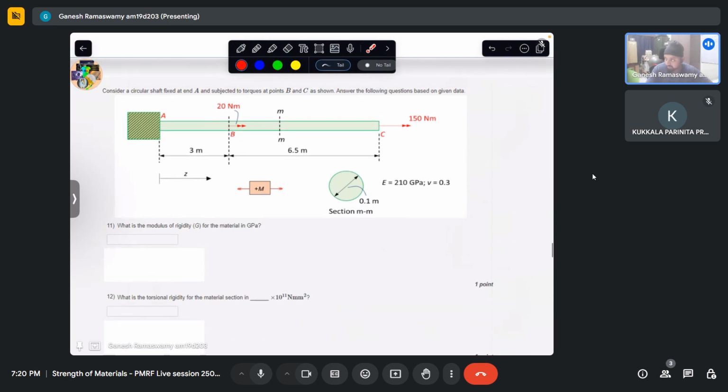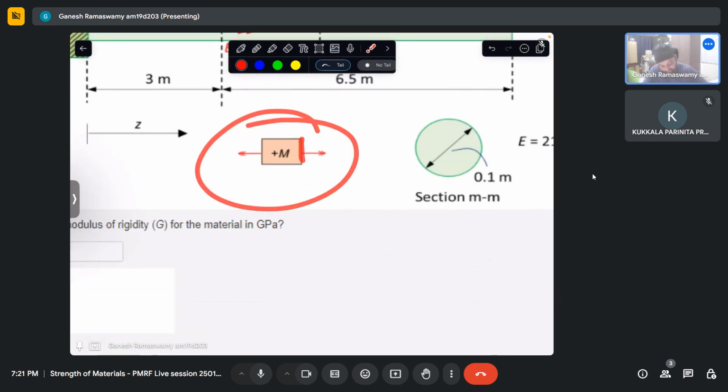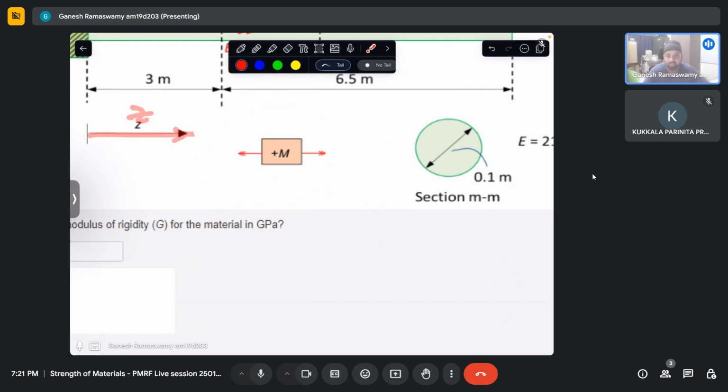Consider a circular shaft fixed at end A and subjected to torques at point B and point C. So at point C, we have a torque like that. At point B, we have a torque like that of 20 Newton meter. And at point C, it is 150 Newton meter. So the sign convention is given like that. How this is to be interpreted is this is the positive surface. This is the negative surface. Our positive Z axis acts in this direction. So on the positive Z, it will be this. On the negative Z, it will be like that.